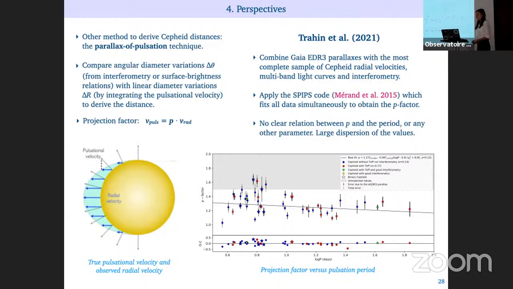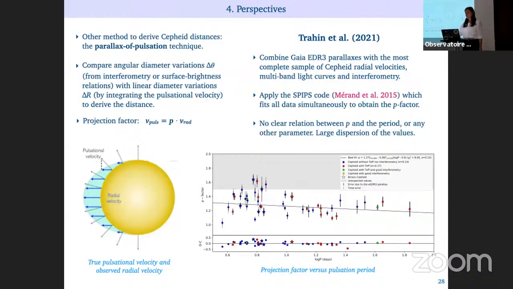And we obtain no clear correlation between the P factor and the period, or with any other parameters such as the metallicity or the amplitude of the light curves. So it suggests there is physics behind this projection factor that we still don't understand. And we need to investigate this physics more if we want to make the parallax of pulsation technique competitive with other methods.